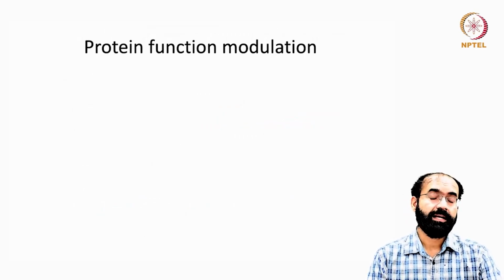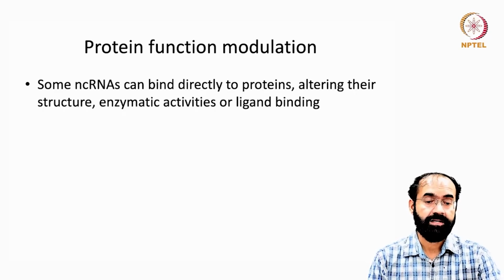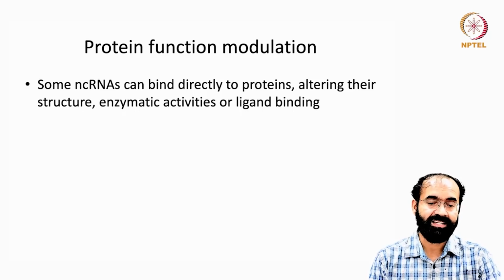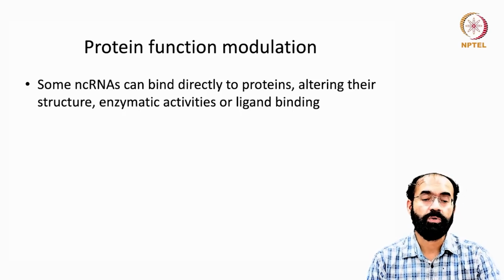And non-coding RNA can also help in the modulation of protein function. Some non-coding RNA can bind directly to proteins, altering their structure, enzymatic activity, or ligand binding, because that is another function of the non-coding RNA, that they can modulate.